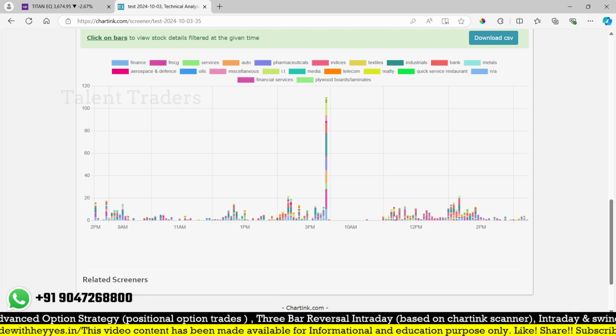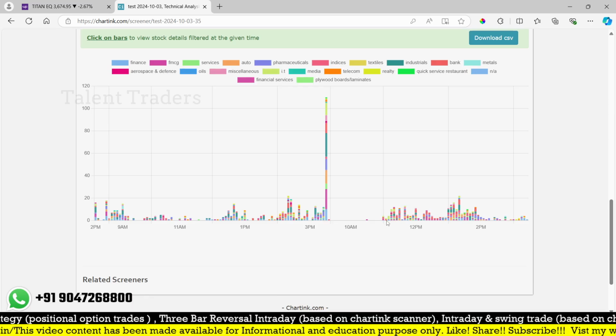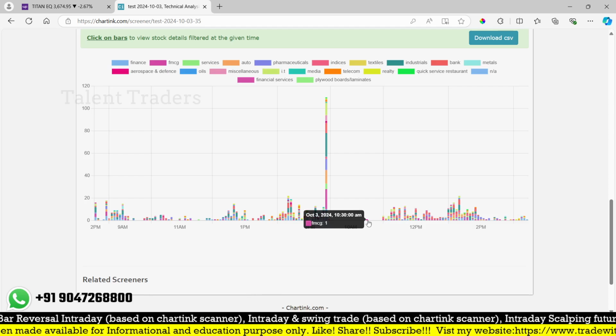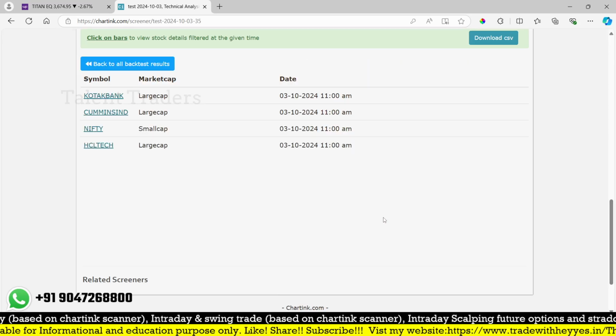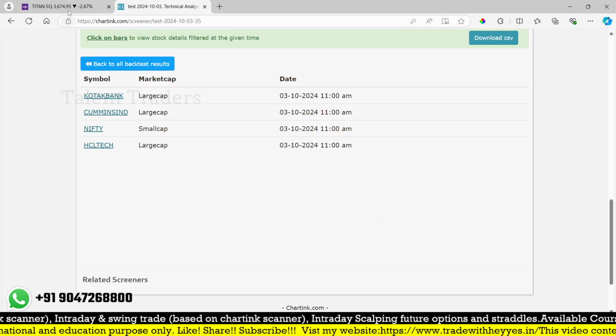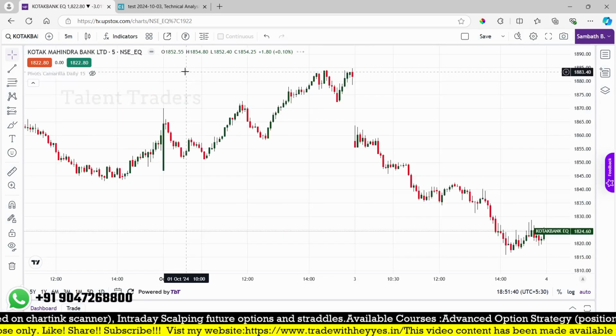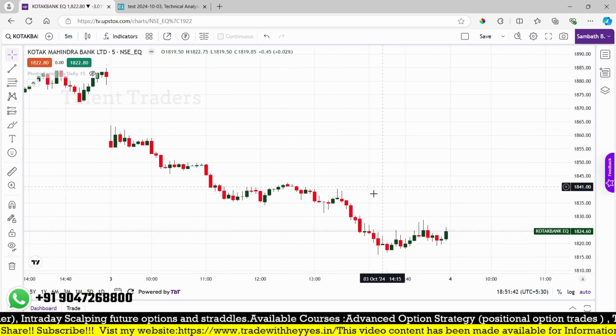On 3rd October, on the 5 minute chart we have many stocks, but around 11 o'clock, before that at 10:30 it's not the right one, but at 11 o'clock we have Kotak Bank and Cummins India. So let me check Kotak Bank. What is happening here? A 1% consolidation in Kotak Bank.